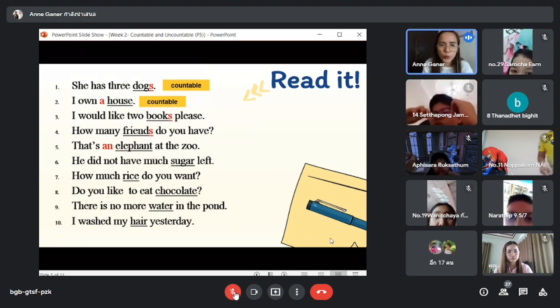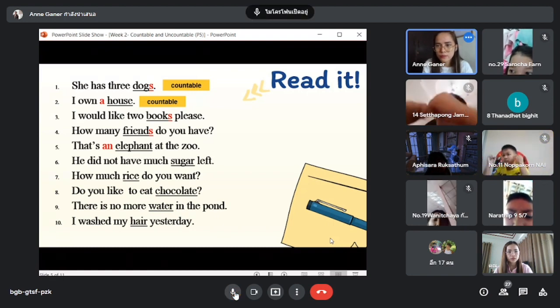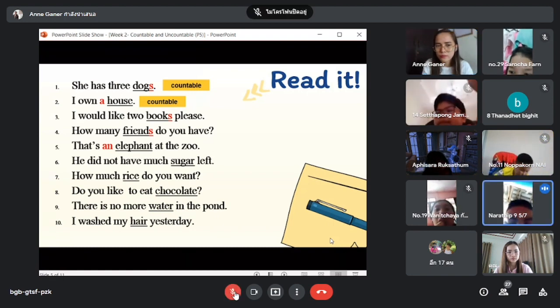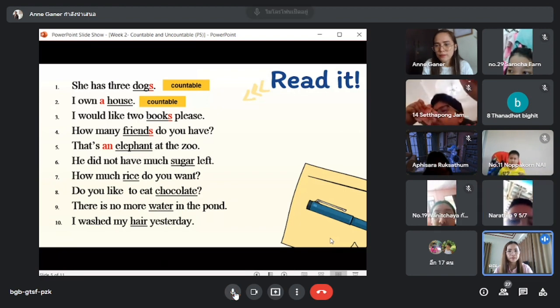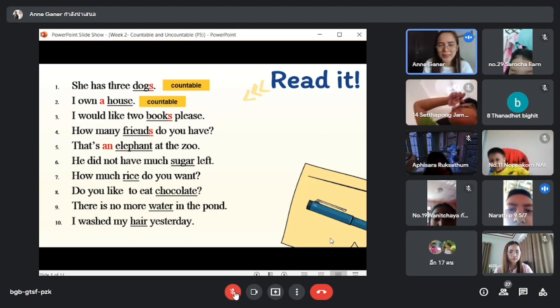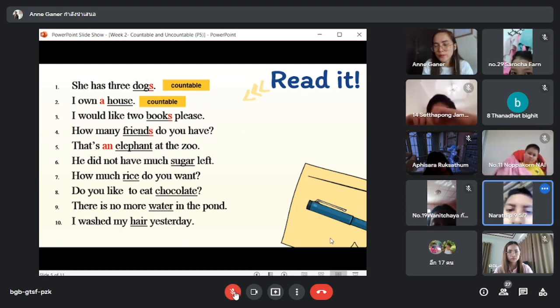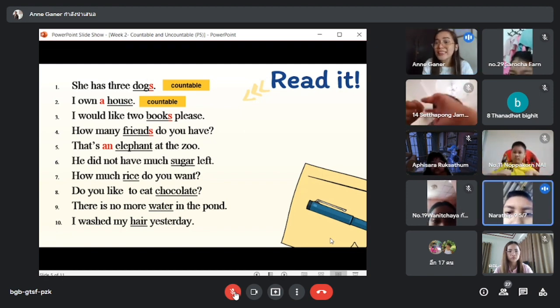I would like two books, please. Read the sentence. I would like two books, please. Okay, what is the noun? Books. Because there are two.